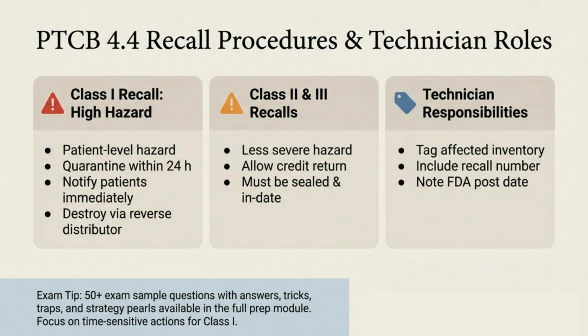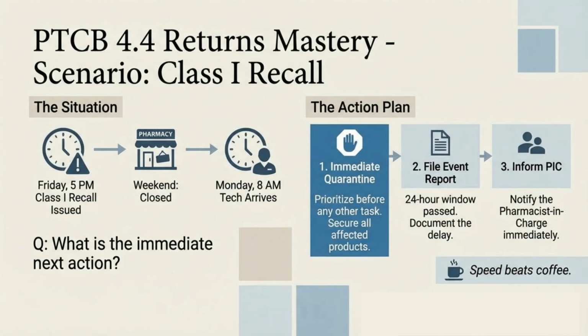Class 1 recalls present a high hazard and require immediate quarantine and patient notification. Technicians are responsible for tagging inventory, including the recall number, and noting the FDA post date for all recall classes. In a Class 1 recall scenario where the recall is issued Friday evening, the immediate next action on Monday morning is to prioritize the quarantine of all affected products. Then, file an event report and inform the pharmacist in charge.